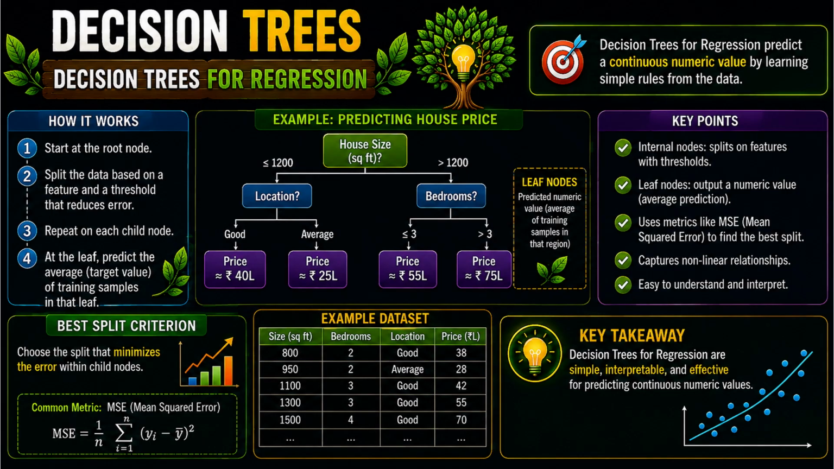Internal nodes split on features with a threshold, so this threshold has to be decided. Leaf nodes output a numerical value, the average prediction. It uses metrics like MSE, mean squared error. Choose the split that minimizes the error within the child nodes, and it captures non-linear relationships and is easy to understand and interpret.